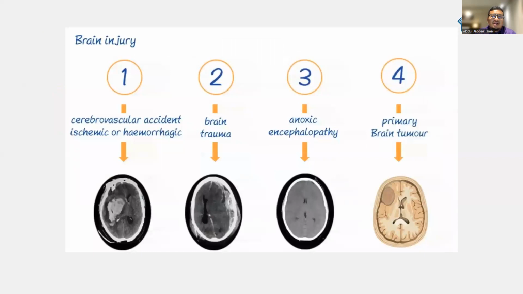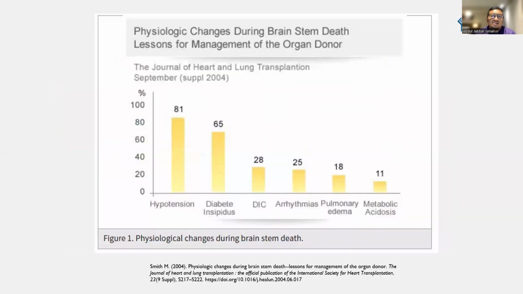So there are a lot of types of brain injury, CVA, brain trauma, and so on. Okay, so when we talk about brain death, brainstem death, what are the physiological changes during brainstem death? This is from Smith, when he studied thousands of potential organ donors and brain death patients.